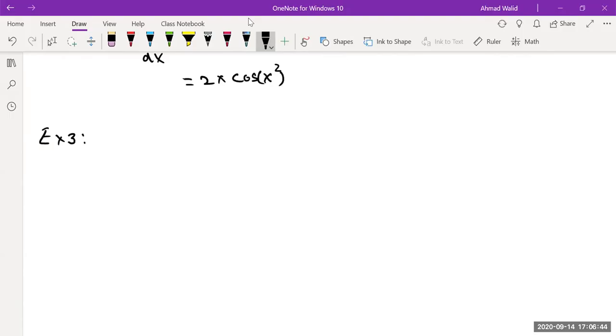Example 3. Look, this example is different. y equals sine square x. First of all, instead of sine square x, can I write this one as sine x all squared, because that means sine square x. They are the same, right? Now you see it's a composite function. The derivative of the outside times the derivative of the inside. Or use the Leibniz notation.